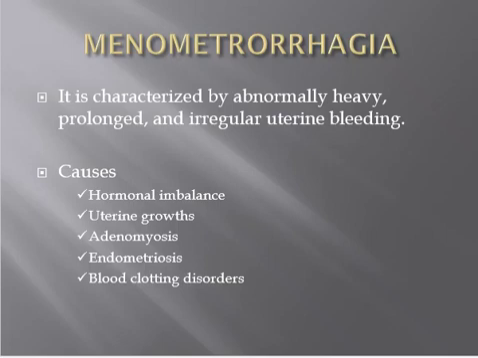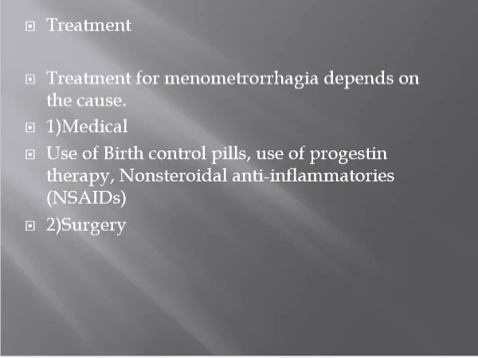So what is the treatment regime for this particular disorder? The treatment for Menometrorrhagia depends on the cause as well. You have the medical, that's the use of birth control pills such as progesterone therapy. Then you can make use of anti-inflammatories as well. Then the last resort is surgery. You all know when we need surgery, that is if you're having the uterine growth.